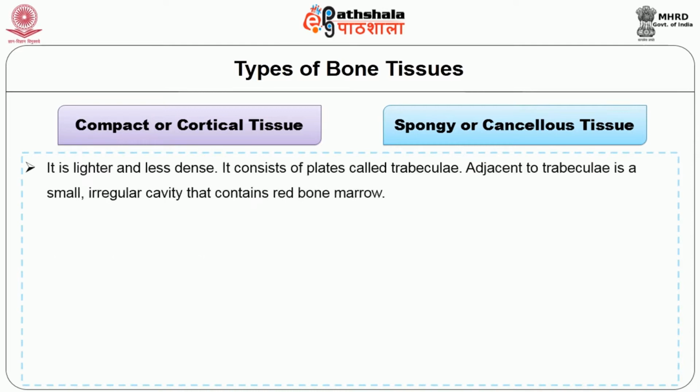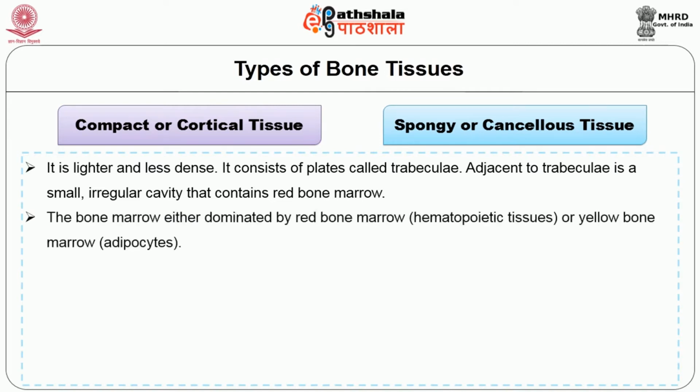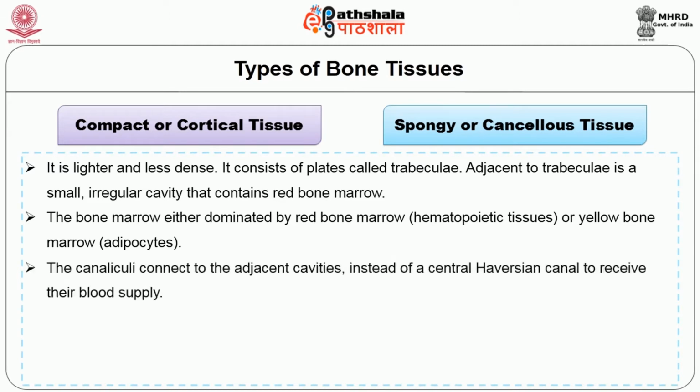Spongy bone is lighter and less dense. It consists of plates called trabeculae. Adjacent to trabeculae is a small irregular cavity that contains red bone marrow. The bone marrow is dominated by either red bone marrow or yellow bone marrow. The canaliculi connect to the adjacent cavities instead of the central Haversian canal to receive their blood supply.